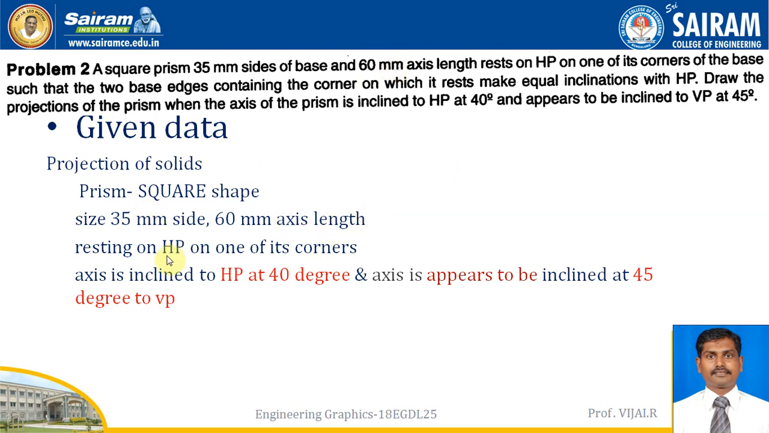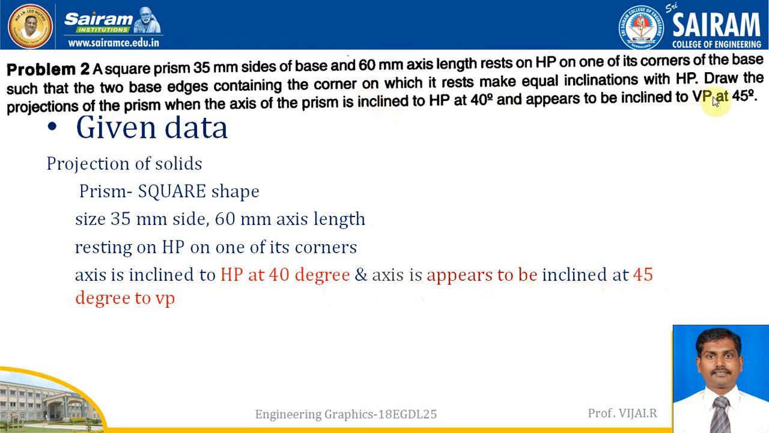After this, resting, where it gets resting, on one of its corners of the base. So the square prism resting on a corner, we have to draw the corner position in the initial condition. Next, the axis is inclined to HP at 40 degrees and the axis appears to be inclined at 45 degrees.